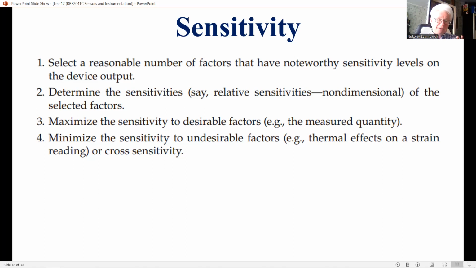Let's describe in a bit more detail cross-sensitivity. Cross-sensitivity is the sensitivity along directions that are orthogonal to the primary direction of sensitivity. It is normally expressed as a percentage of direct sensitivity. High direct sensitivity and low cross-sensitivity are desirable in any input-output device or measuring instrument.